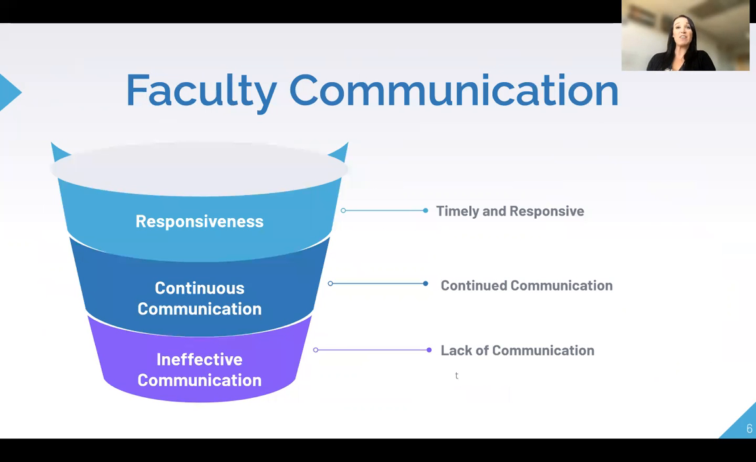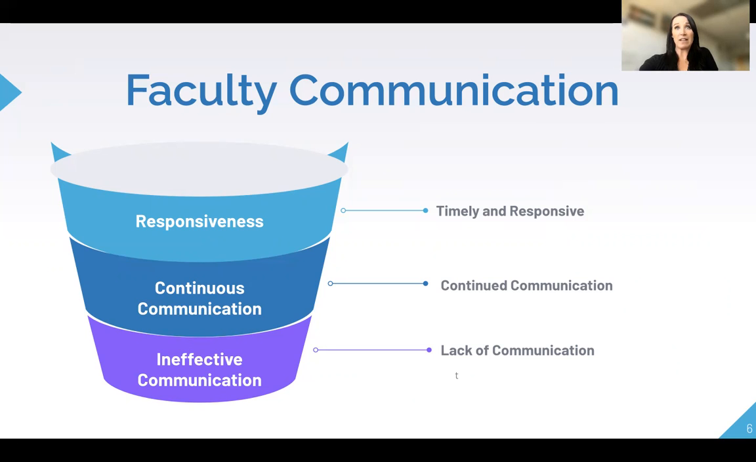The next theme is faculty communication. Both faculty members and students agreed that responsiveness is crucial in online courses. Student participants mentioned that faculty communication is timely and responsive, and that faculty members usually get back to the students within 2 hours. Faculty members mentioned the importance of being timely and responsive.